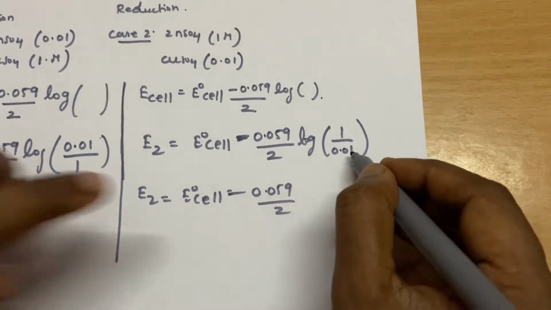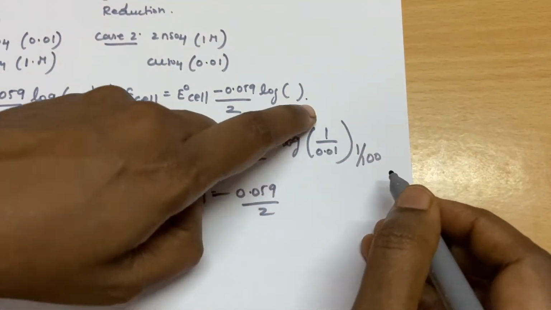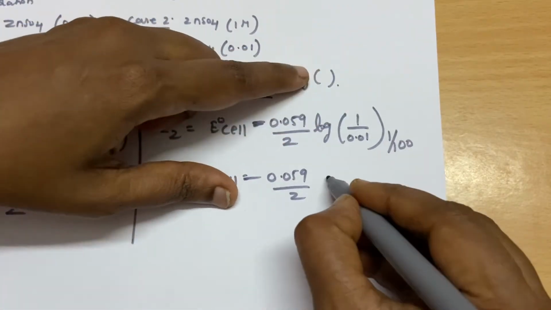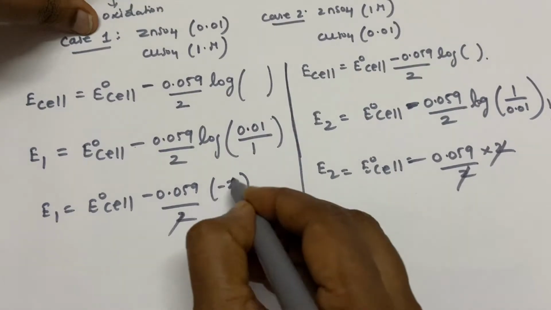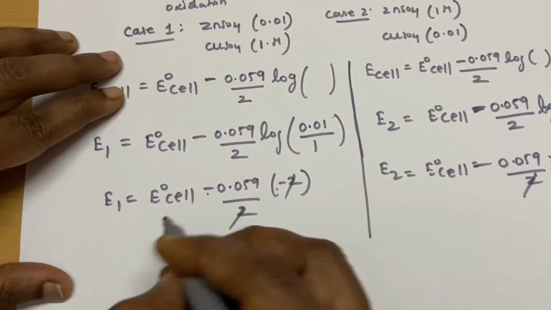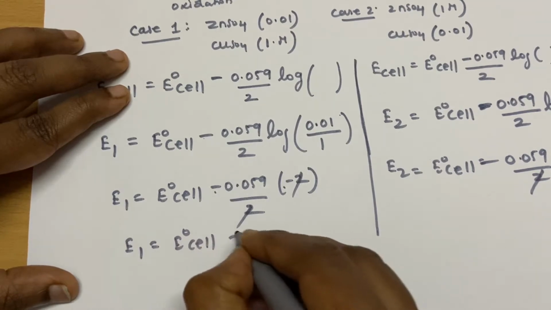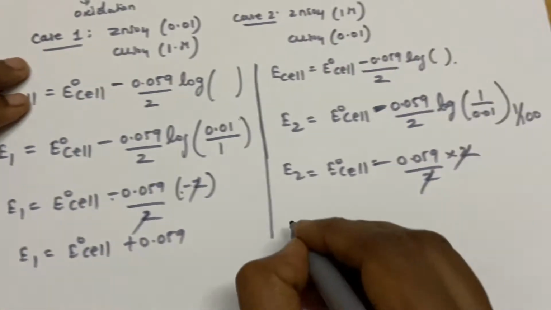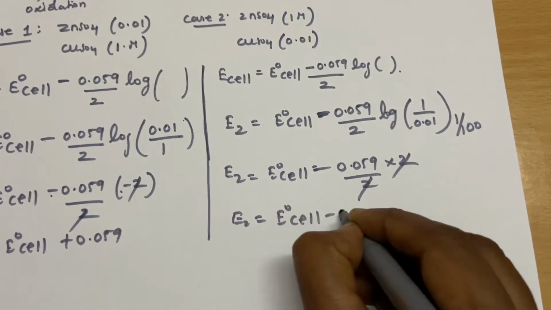See here, 0.01 can be written as 1 by 100. So when 100 comes over here, log 100 is equal to 2. So 2 cancels here, and here also 2 cancels. But negative into negative is equal to positive. It gives you a positive quantity. But here it gives you a negative quantity.